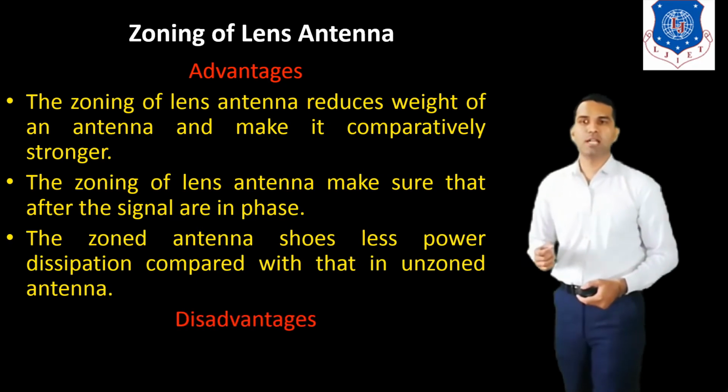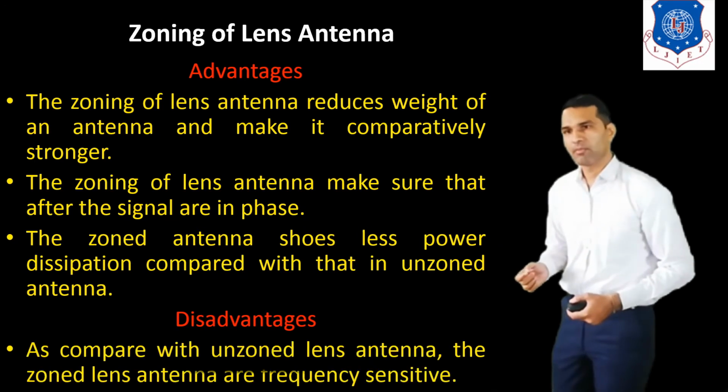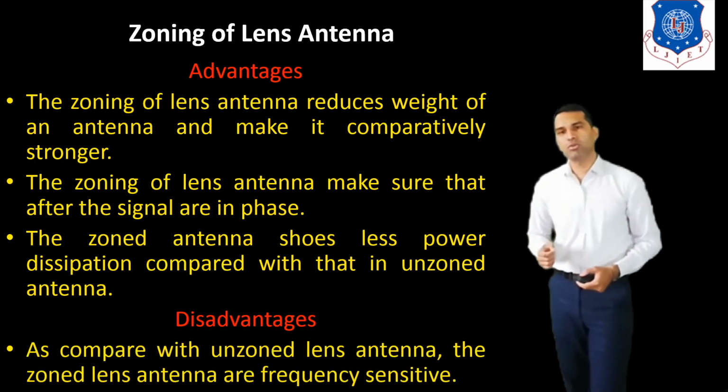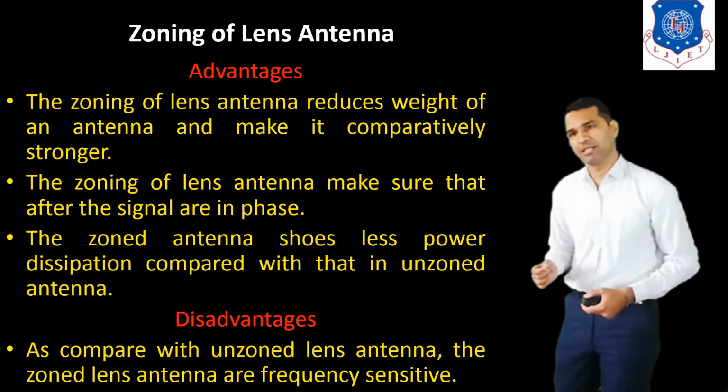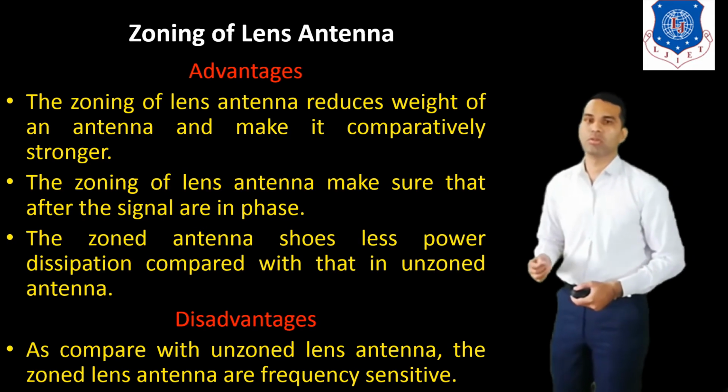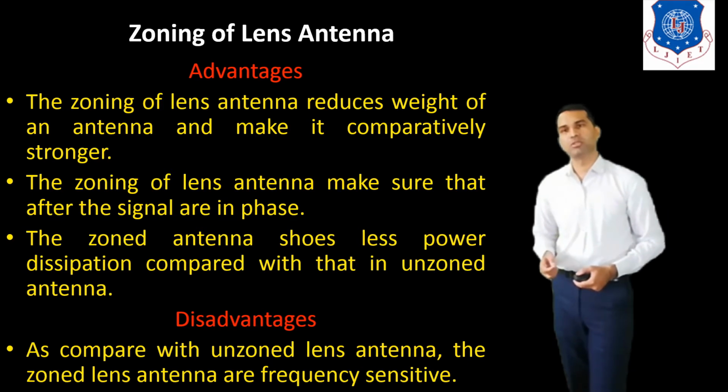Now there is also a disadvantage of this zoning technique. As compared with the unzoned lens antenna, the zoned lens antennas are frequency sensitive. So this is also one disadvantage of this zoning method.